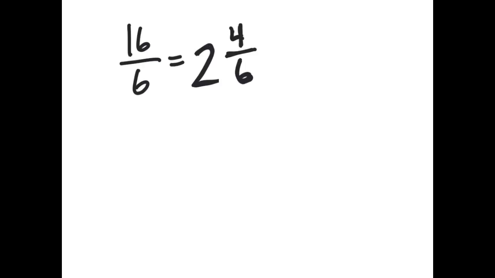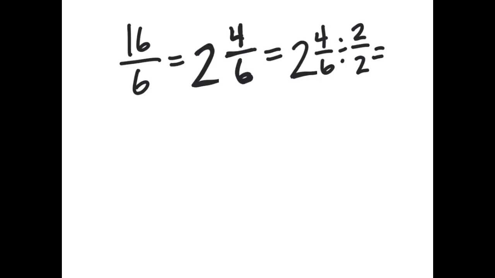But I have 4/6 here, and 4/6 can be reduced even more. So I have 2 wholes and 4/6, and I can reduce the 4/6 to simplify it a little bit. So I can divide both the top and the bottom by 2 over 2. So I end up with 2 2/3. So 2 2/3 is my answer. You always have to simplify.